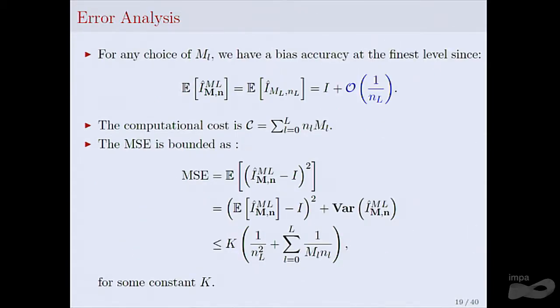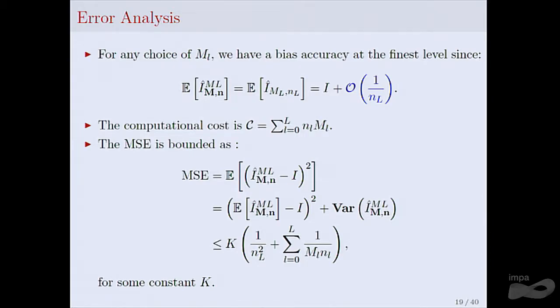You can conduct the same analysis that we did for the nested Monte Carlo estimator. Remember, the multi-level Monte Carlo is just a sum of L plus 1 nested Monte Carlo estimators, so what really counts is what happens at the finest level. You see that the bias is 1 over NL, the finest level. The computational cost is again NL times ML as for the NMC estimator, but you have L plus 1 estimators, so you need to sum over all the NMC estimators that you have.